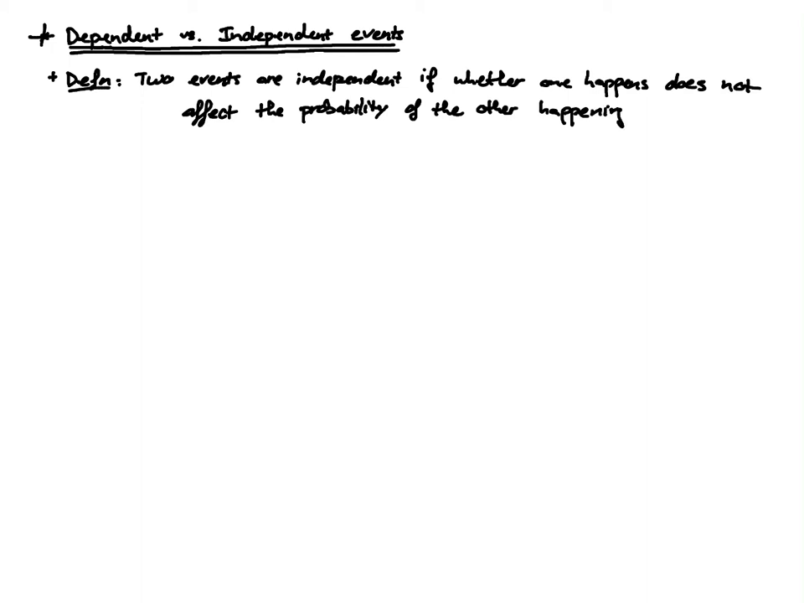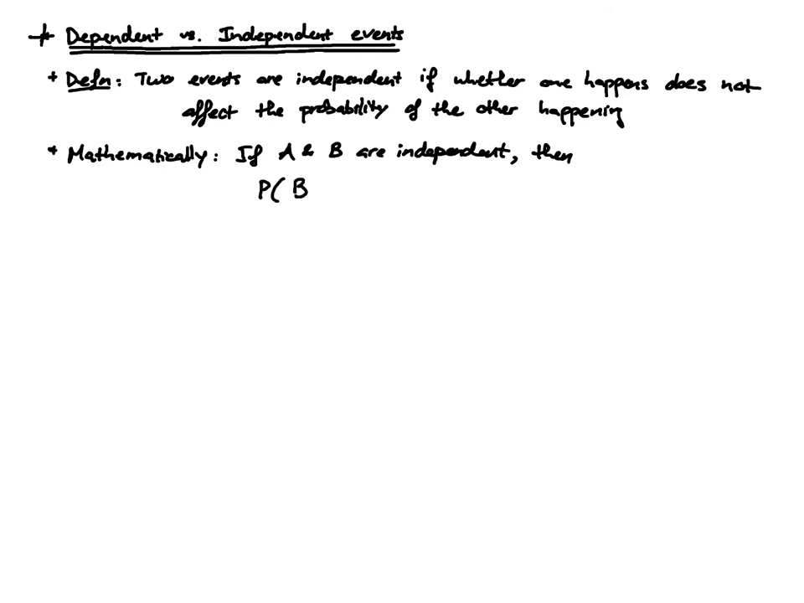Okay. Now, mathematically, that means that if A and B are independent, right, then the probability of B given A is the same as the probability of B, right? So whether A happens or not doesn't change the probability that B happens. Now let's think about an example.